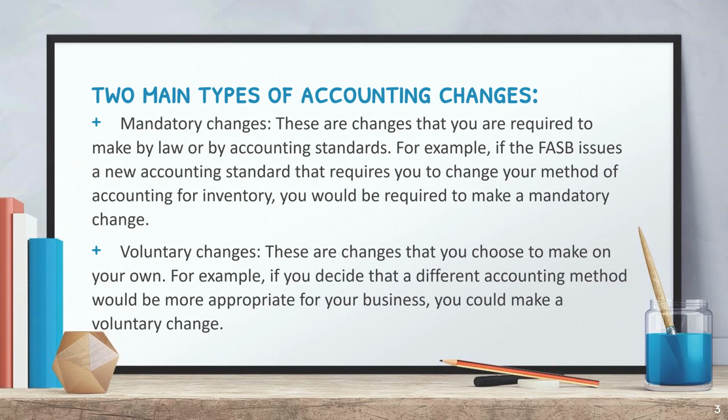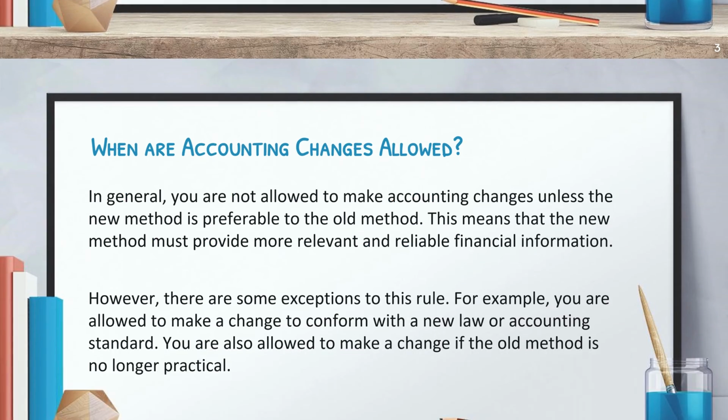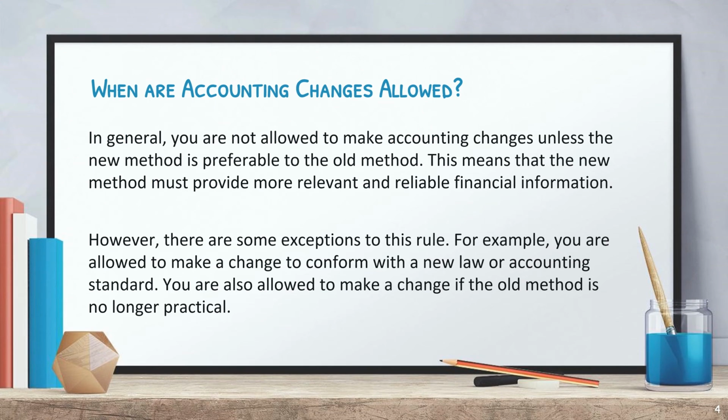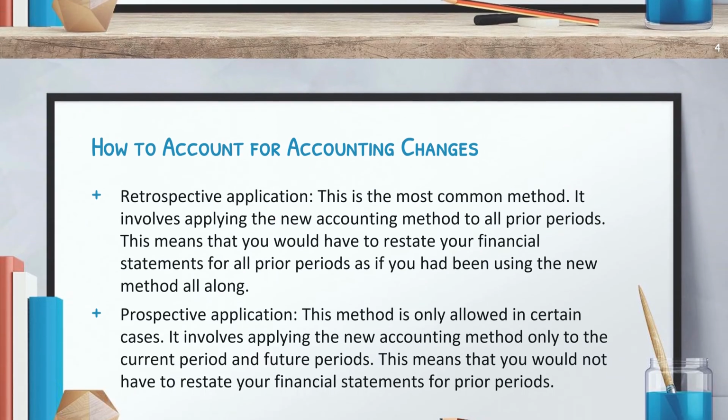For example, if you decide that a different accounting method would be more appropriate for your business, you could make a voluntary change. In general, you are not allowed to make accounting changes unless the new method is preferable to the old method. This means that the new method must provide more relevant and reliable financial information. However, there are some exceptions to this rule. For example, you are allowed to make a change to conform with a new law or accounting standard. You are also allowed to make a change if the old method is no longer practical.